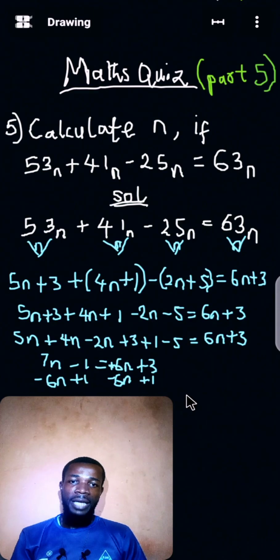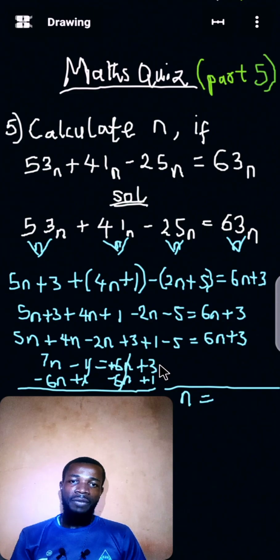Then we simplify. So let's simplify that. We'll have 7n minus 6n. That will give us an n. And then minus 1 plus 1. This will cancel out to give us a 0. And this whole thing is equal to plus 6n minus 6n. They will still cancel out and give us a 0. So what we have left is plus 3 plus 1. That will give us plus 4. So our answer is right there, n equal to 4, and that is the answer.